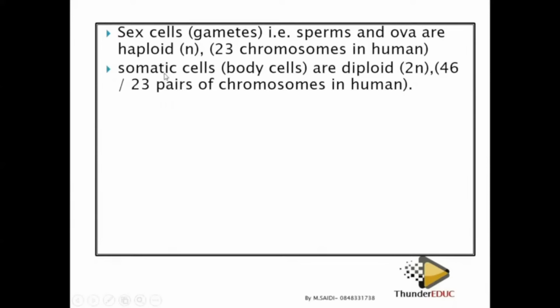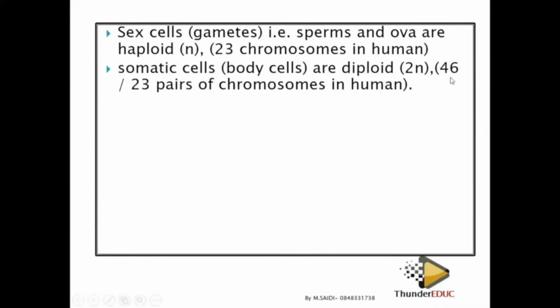Then you have the other body cells. Soma comes from the word soma, which means body. These body cells are diploid, which means they are 2N. If they are 46, it means the haploid is going to be 23.